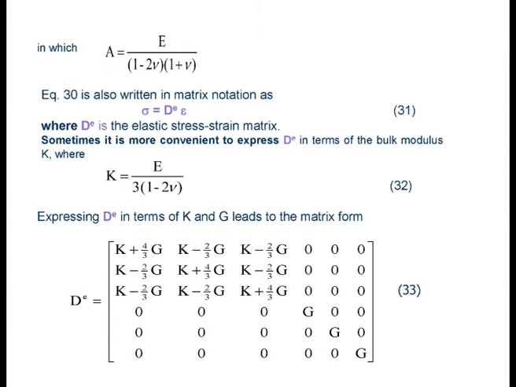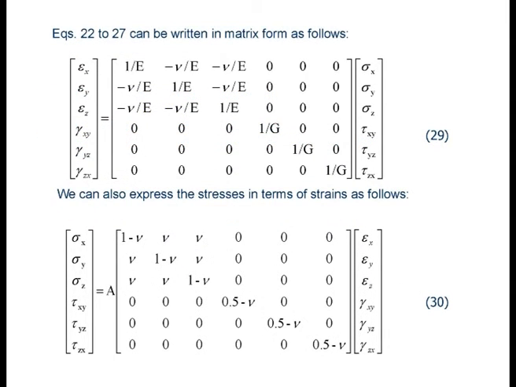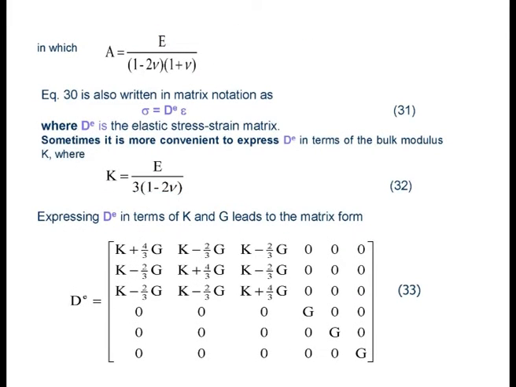Okay? So you can express the whole stress-strain relationship in terms of the bulk modulus and the shear modulus. The bulk modulus is given by E over 3 into 1 minus 2 times the Poisson's ratio. If you express the whole thing in terms of bulk modulus and shear modulus, you can show that this matrix here can be re-expressed in this particular form. This is the form that a lot of FEM programs actually prefer to use. Bulk modulus and shear modulus.